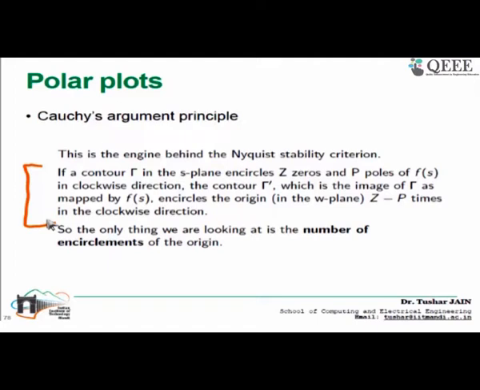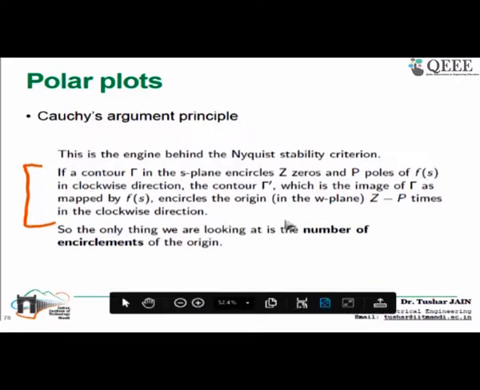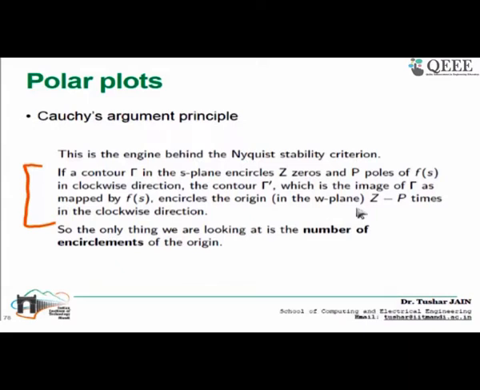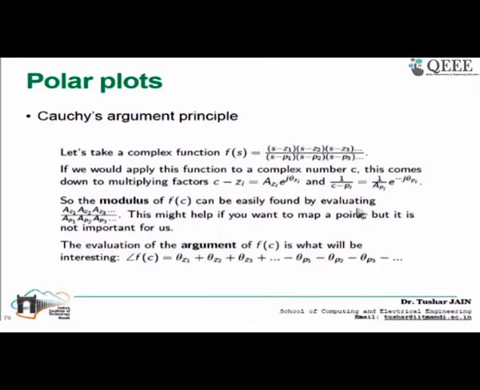Okay, we know the location of the poles and zeros of, let's say, G into H. Just by computing the number of encirclements of the origin of this contour in the new plane, we can speak directly about the stability. All right, so let's see what it says.